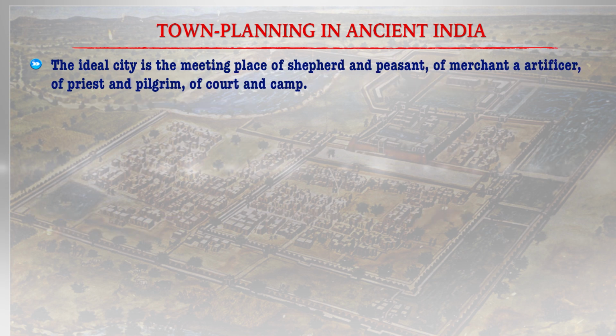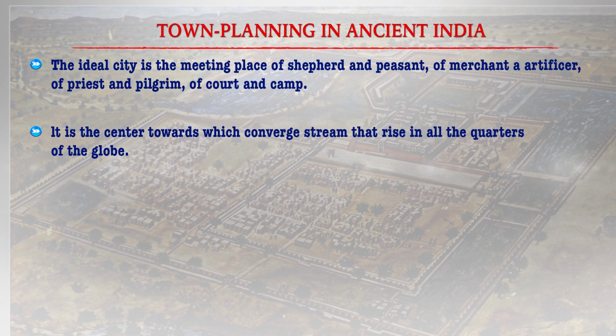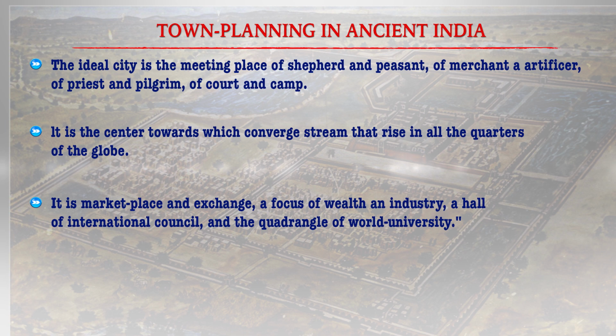The ideal city is the meeting place of shepherds and peasants or merchants, artisans, priests. It may be a place of pilgrimage as well. It is the center towards which converge streams that rise in all the quarters of the globe. It is a marketplace and a place for exchanging wealth. It is a place for industrial development.